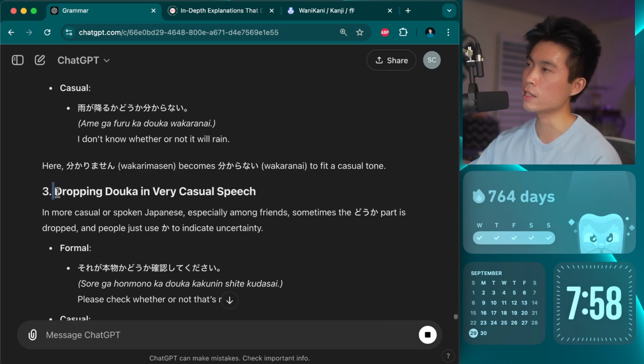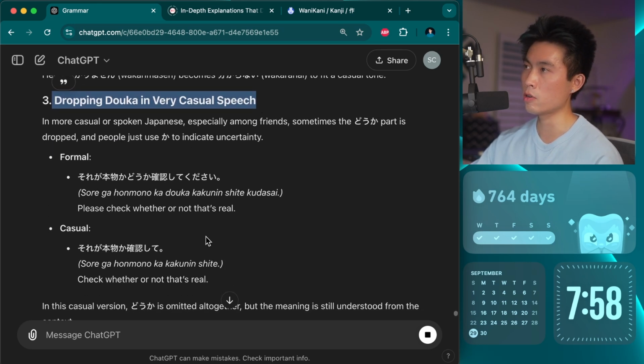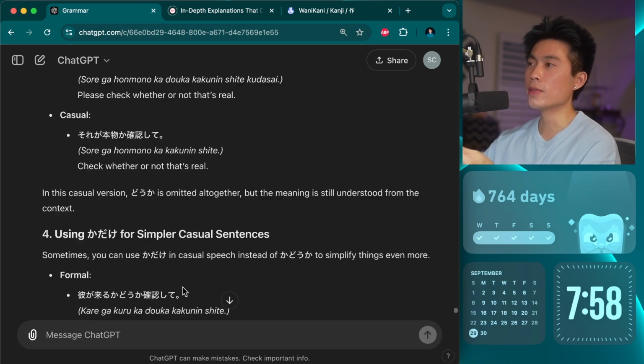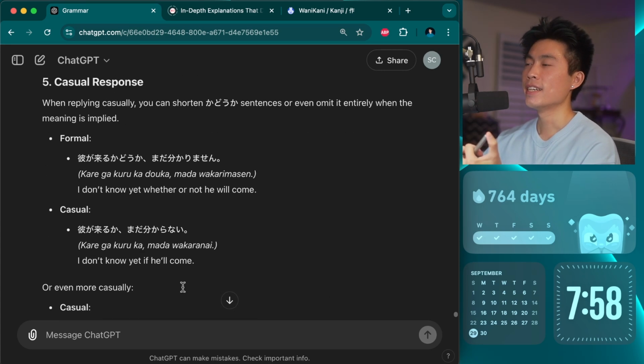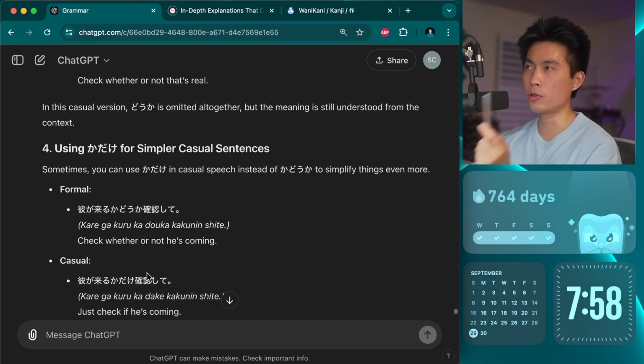Oh, right here. Finally, dropping douka in very casual speech. In more casual or spoken Japanese, especially among friends, sometimes the douka part is dropped and people just use ka to indicate uncertainty. それが本物かどうか, and then casual, それが本物か, what is this? 確認して? I don't even know what that is. Please check whether or not that is real. Okay. So it's good to know that you can find out how to use it in more casual conversation if you really try and prompt ChatGPT.